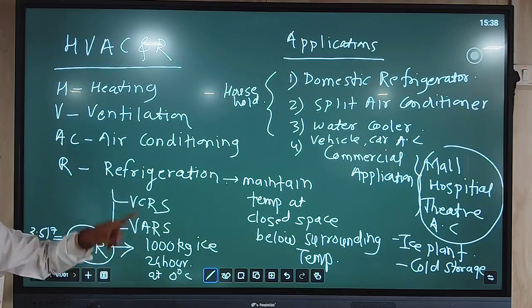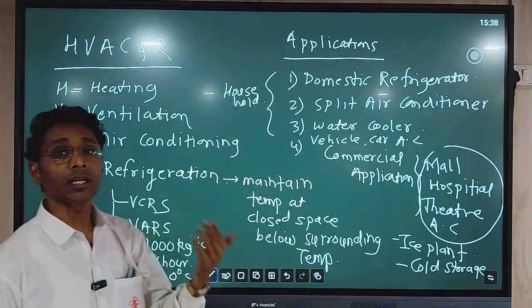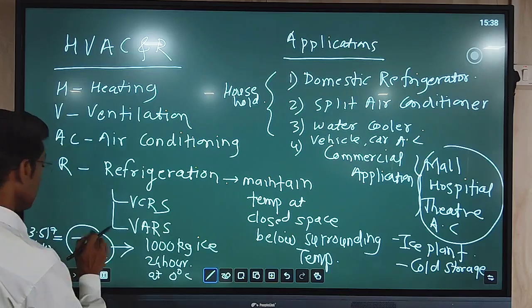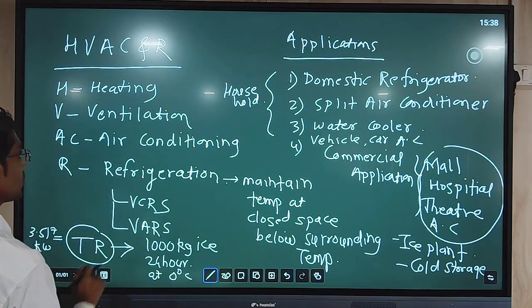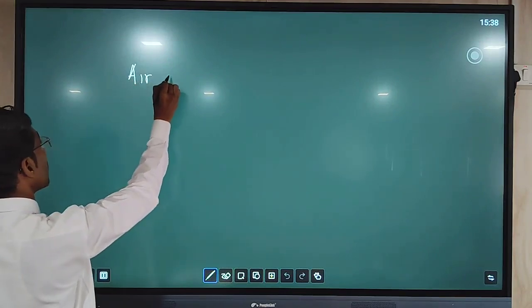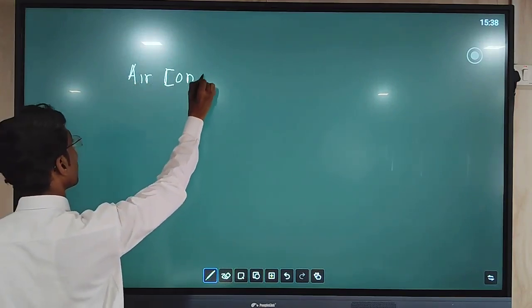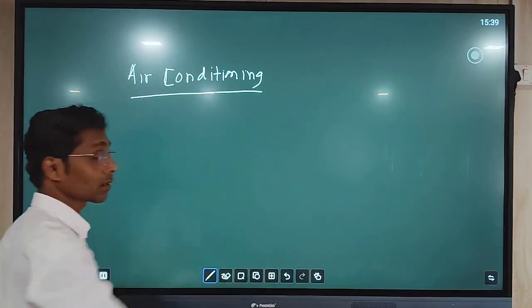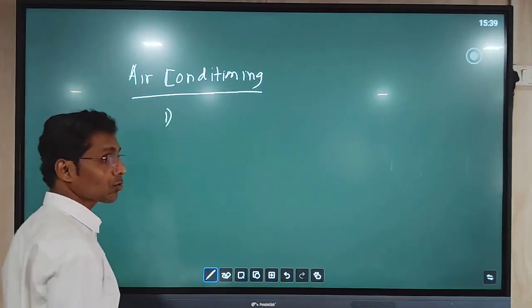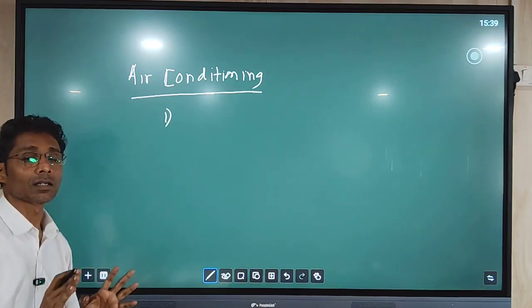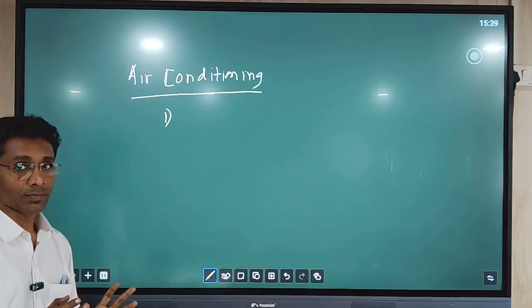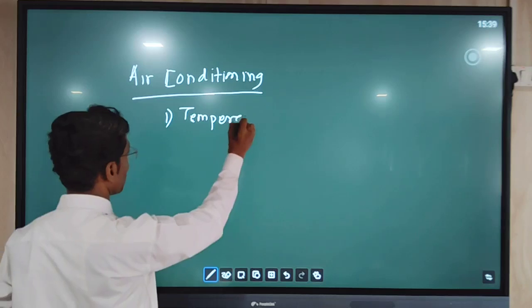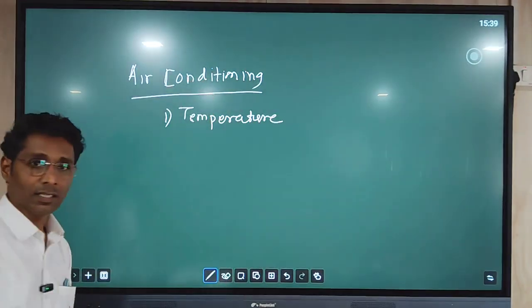Now in air conditioning means what? Air conditioning means treatment of air. Normally in air conditioning, four parameters are maintained inside the closed space. All these applications are carried in a closed space. So first one is temperature. Temperature inside the space is maintained.